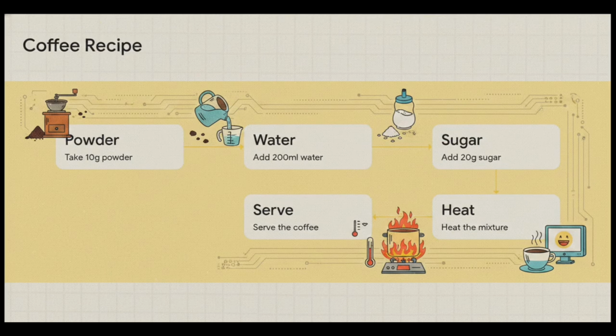And this illustrates that sequence perfectly. For a machine, making coffee is essentially just a recipe. Step 1, take 10 grams of powder. 2, add 200 milliliters of water. 3, add 20 grams of sugar. 4, heat it up. And 5, serve. A computer strictly processes sequential commands exactly like this. If you miss a step or mix up the order, the whole machine fails. It only does exactly what it's told.